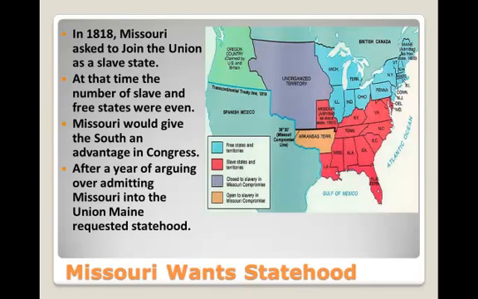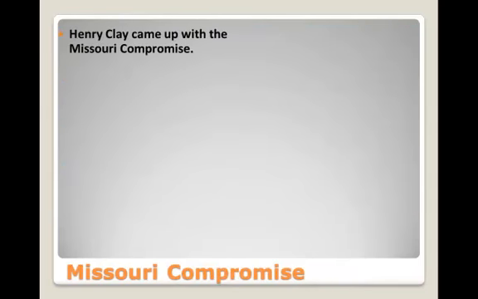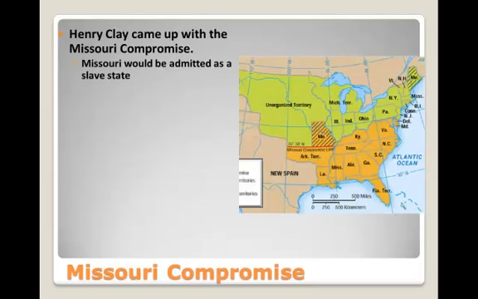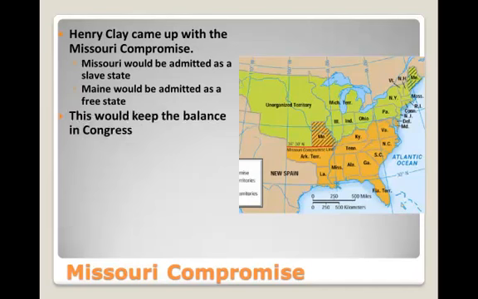They argued in Congress for a year or so about whether to admit Missouri, and then Maine decided to ask for statehood. Henry Clay, the great compromiser, came up with the Missouri Compromise. Missouri would be admitted as a slave state. Maine would be admitted as a free state. This would keep the balance in Congress at 12-12, so there wouldn't be anybody outvoted or with an advantage.